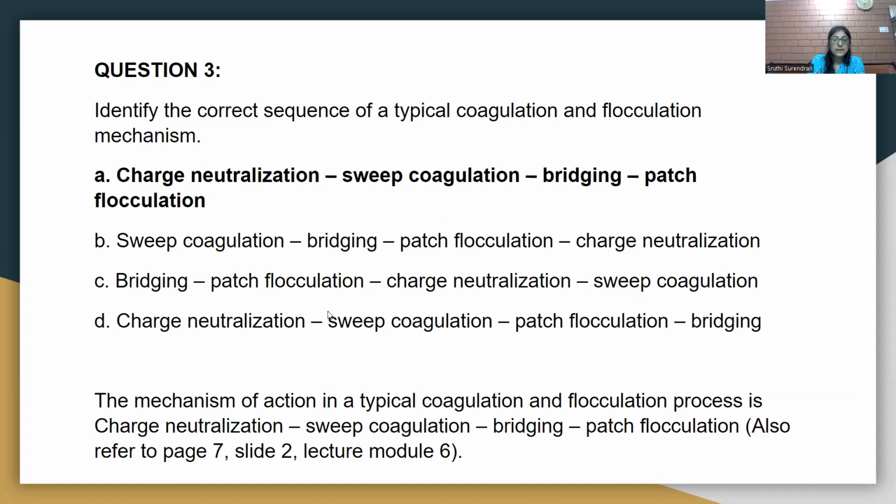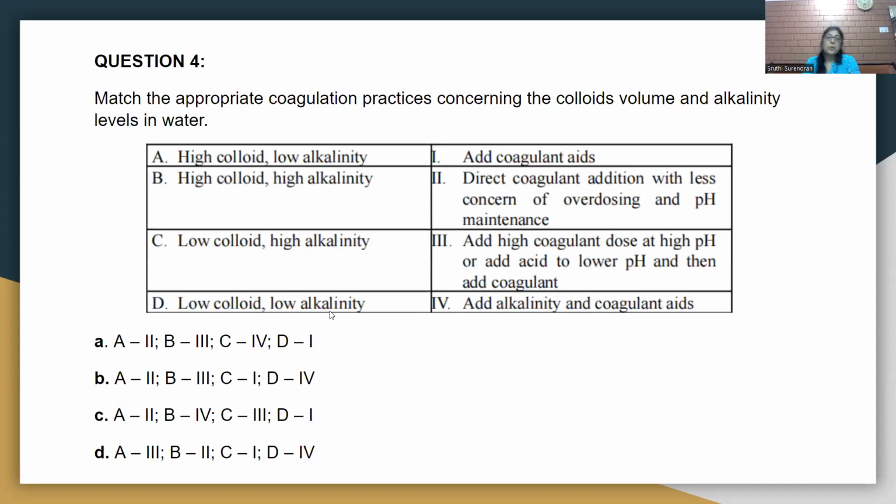Okay, so moving on to the next question. Question number 4. Match the appropriate coagulation practices concerning the colloid volume and alkalinity levels in water.